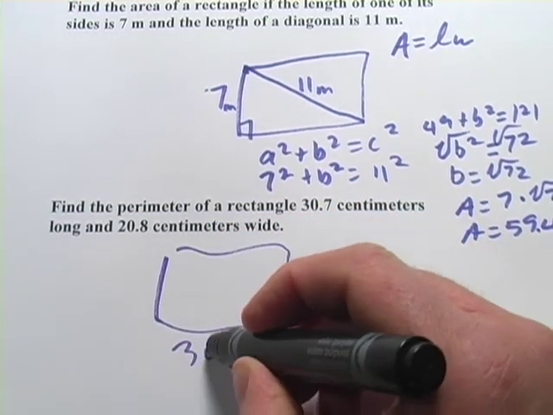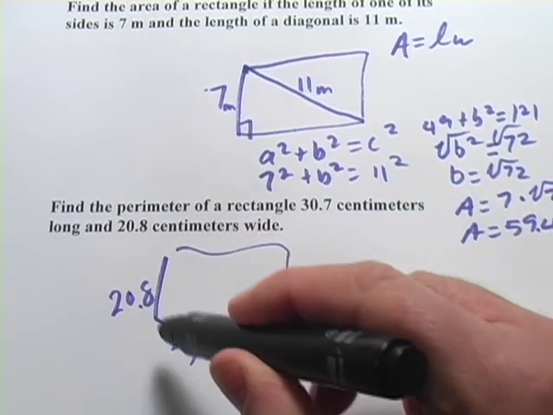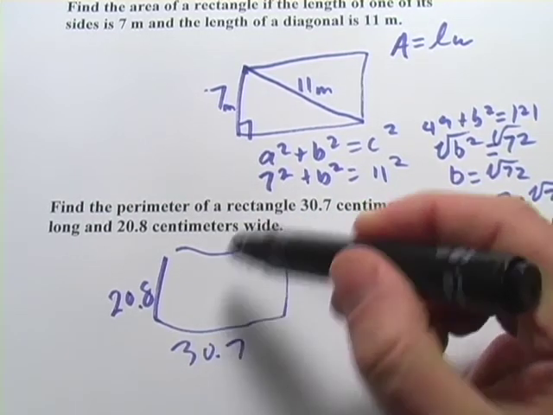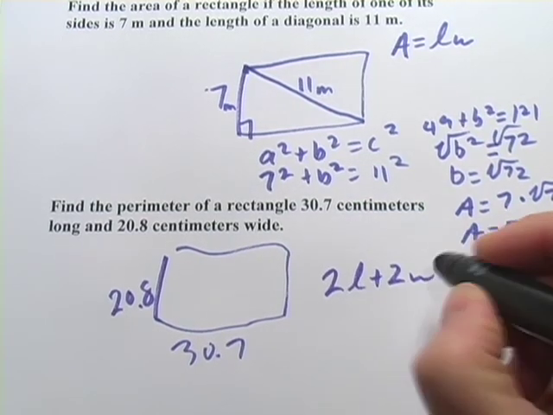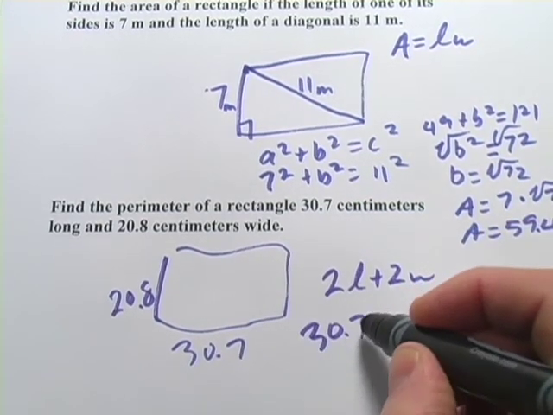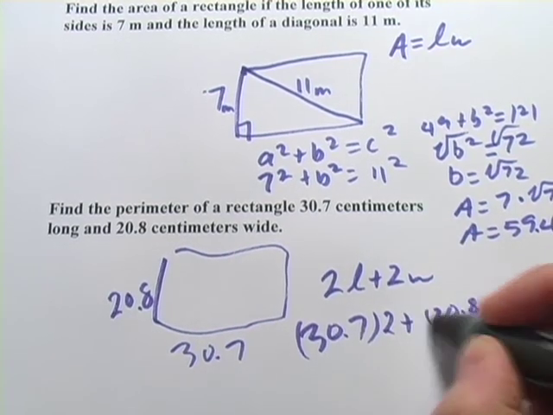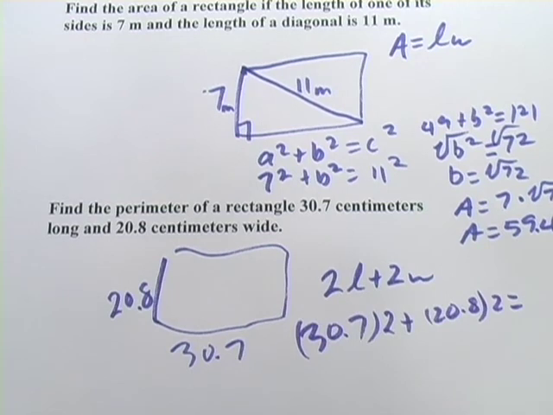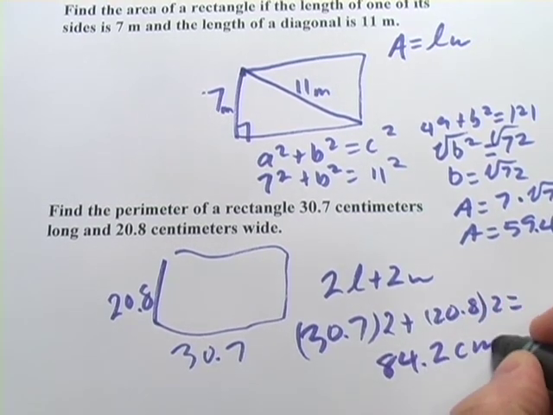So 30.7 and 20.8. So perimeter is the total distance around the outside, so it's 2 lengths plus 2 widths. So 30.7 times 2 plus 20.8 times 2 is going to equal our perimeter, and that comes out to 84.2 centimeters, not squared. So that's a little bit of work with the area and perimeter of rectangles.